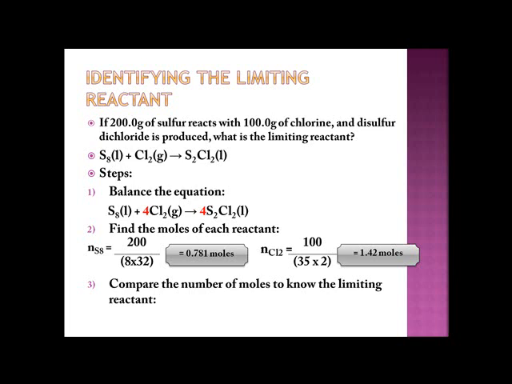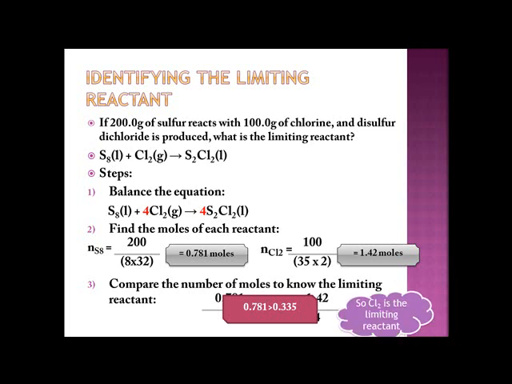The third step is to compare the number of moles to know the limiting reactant. Here we have nS8 over 1, which is the coefficient in front of it, compared to nCl2 over 4, which is the coefficient in front of it. We replace the values, nS8, which is 0.781 moles, and nCl2, which is 1.42 moles. We get the values, and the smaller value will be the limiting reactant. So Cl2 is the limiting reactant in this equation.